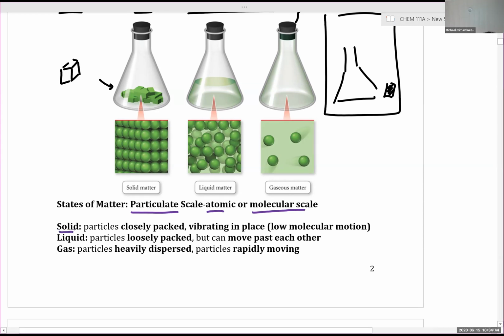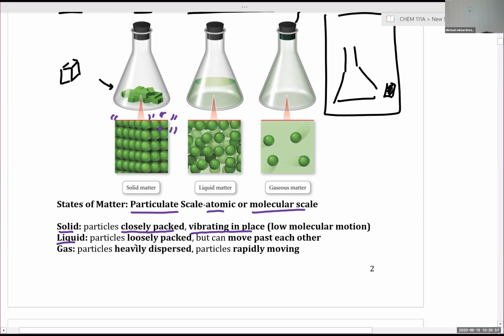So for the solid, if we look at our zoomed in view, at the individual atoms or molecules in a solid, the particles are closely packed and they're vibrating in place. So there's not a lot of molecular motion in a solid. There is still molecular motion. The particles are still shaking in place, but there's not a lot of it.